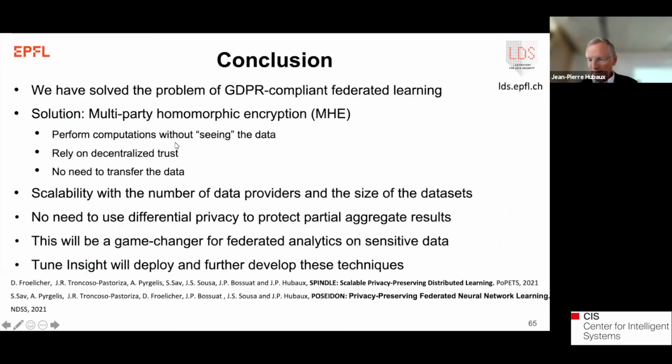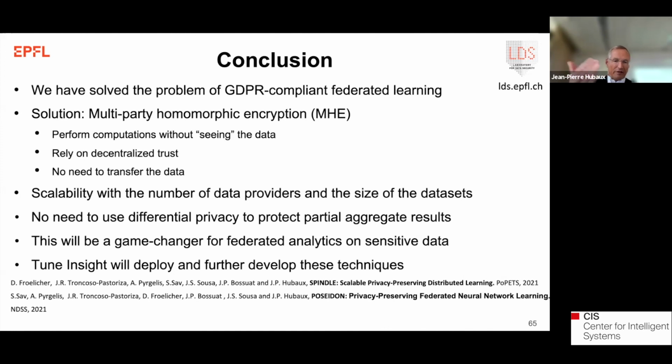Let me conclude. What we believe is that we have solved the problem of GDPR compliant federated learning, and the solution consists in relying on multiparty homomorphic encryption. This means performing the computations without seeing the data, relying on decentralized trust, and there is no need to transfer the data. We've talked about the scalability, and about the fact there is no need to add noise to the partial aggregates. We believe this to be a game changer for federated analytics on sensitive data.